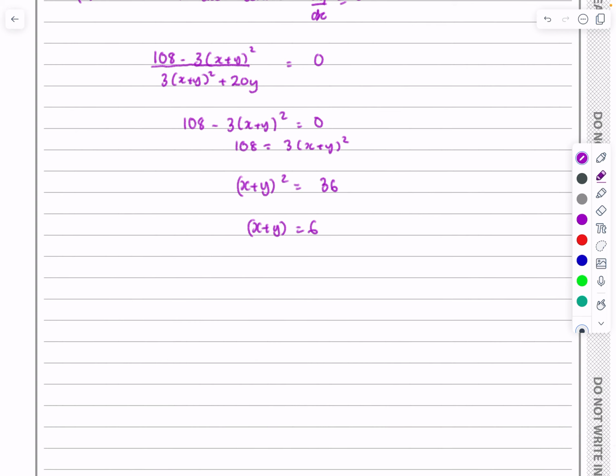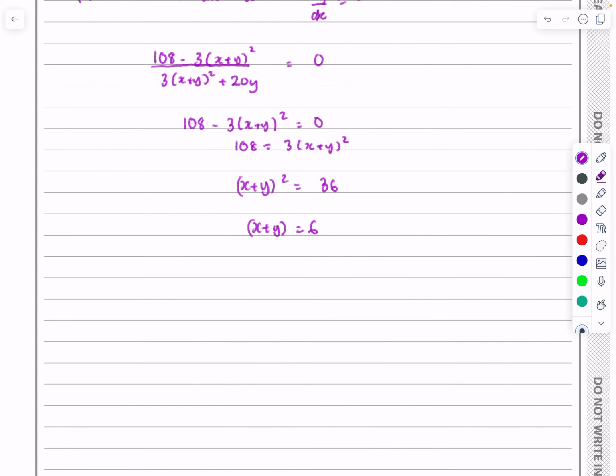x plus y can't be minus 6 because, does it say it in the question? Yeah, x and y are measurements, so they can't be negative. Okay, so it must be x plus y equals 6, not x plus y equals minus 6. Can't have any negatives in there.